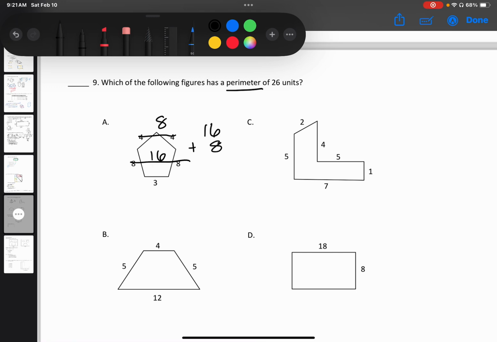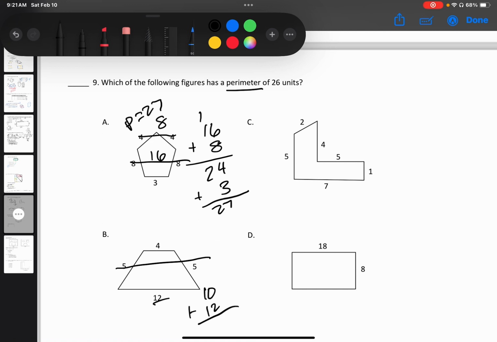16 plus 8 is 24, plus 3 is 27. So the perimeter of this shape is 27. The next one we're going to add together is B, and this is a trapezoid. We're going to add the sides together. That's pretty simple. 10 plus 12 is 22, plus 4 equals 26.